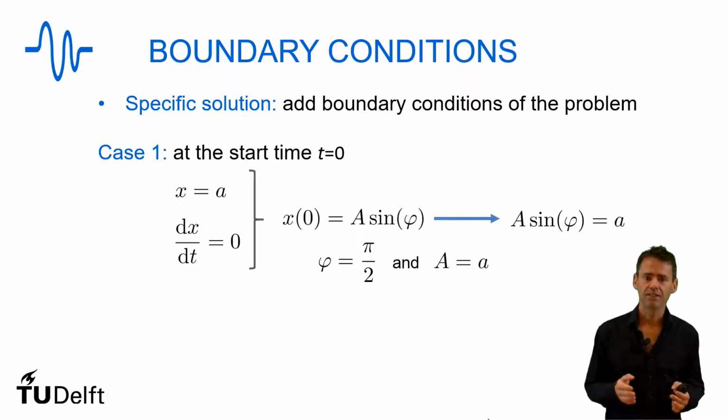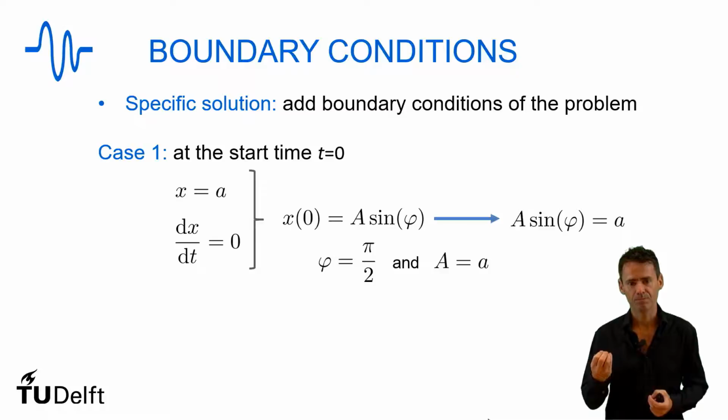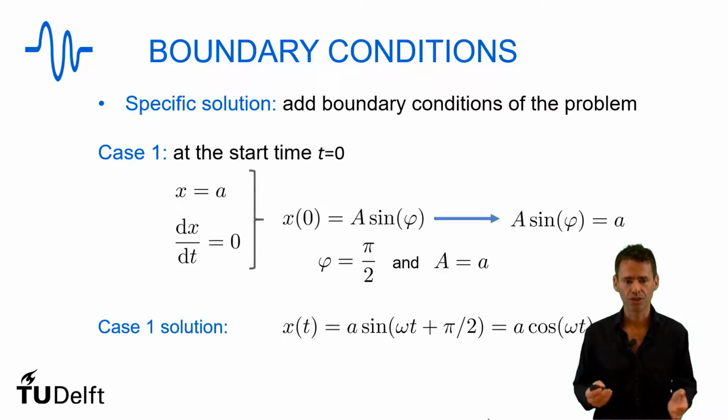Then we can find that the distance x at time 0 is A sine phi. But we know that this distance should be equal to the extension a. So we find A sine phi is a. Well, the most simple solution is to take phi equal to pi over 2, 90 degrees, and have capital A being equal to the extension a. So now, for a specific case with specific boundary conditions, we find a solution.